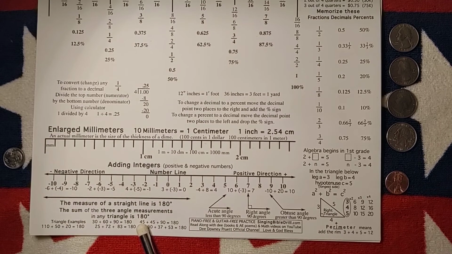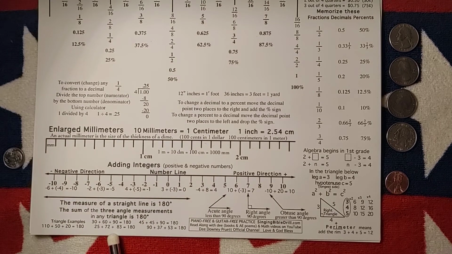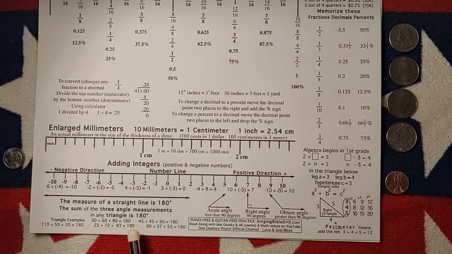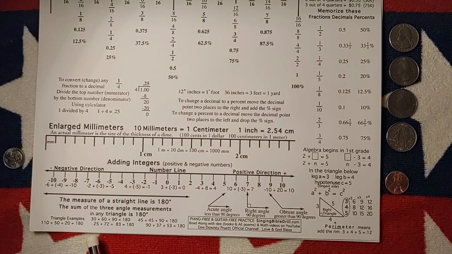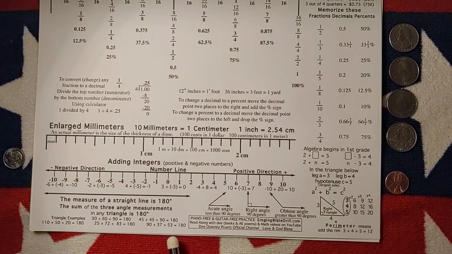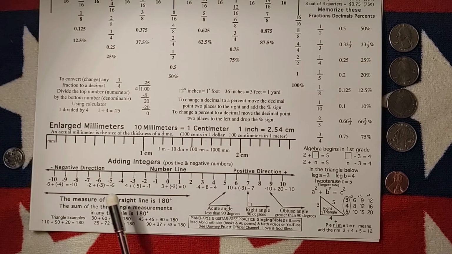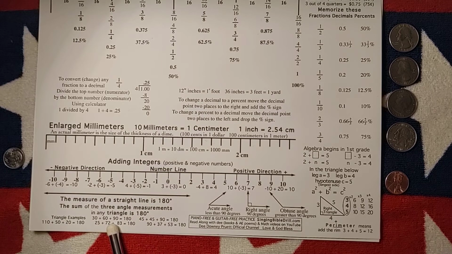Here are some examples. 30 plus 60 plus 90 is 180. 45 plus 45 plus 90, 180. 110 plus 50 plus 20 is equal to 180. 25 plus 72 plus 83 is equal to 180. 90 plus 37 plus 53 is equal to 180. So in any triangle, if you have two of the angles, you can add those together and subtract from 180 to find the other angle.